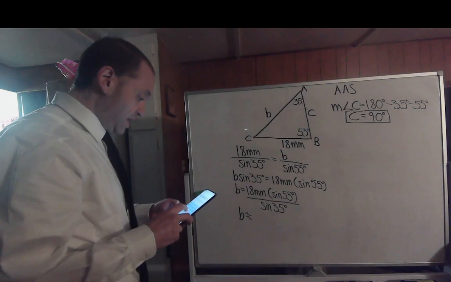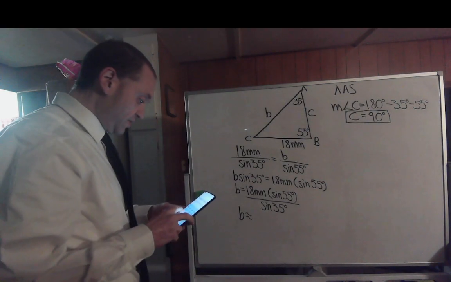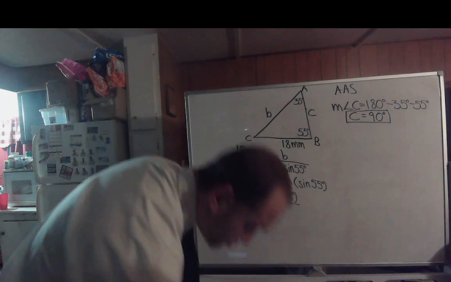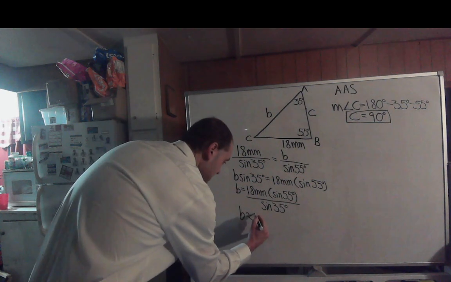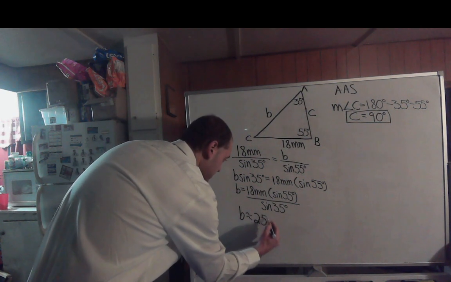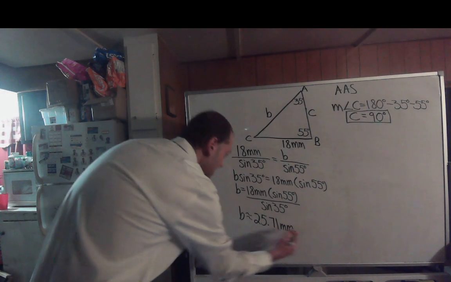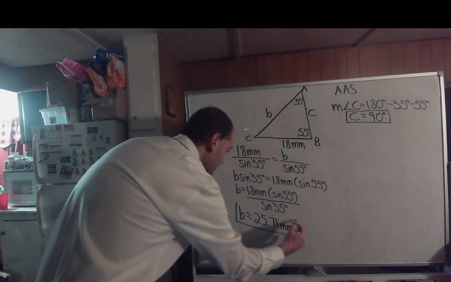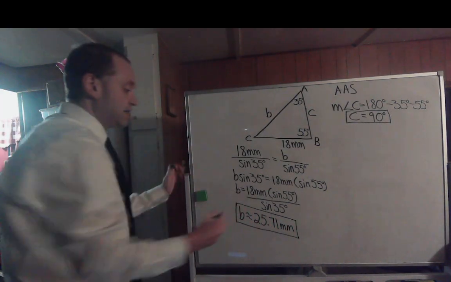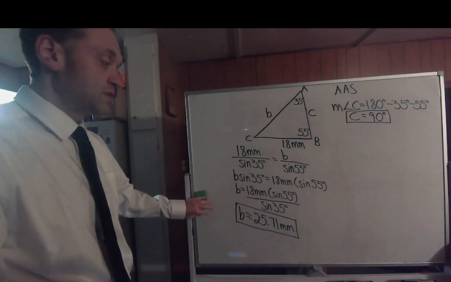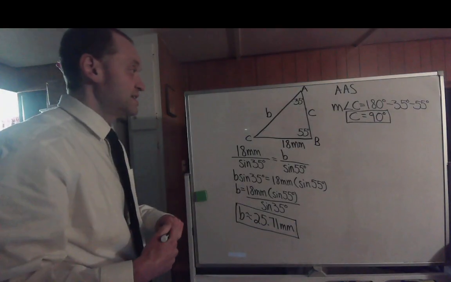And then let's divide that by the sine of 35. Okay. So to 2 decimal places, you get that side B is approximately equal to 25.71 millimeters. And then of course, let's go for side C.